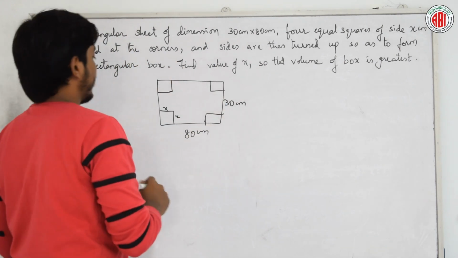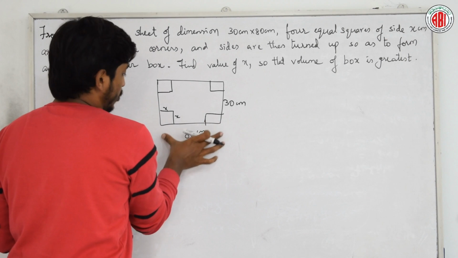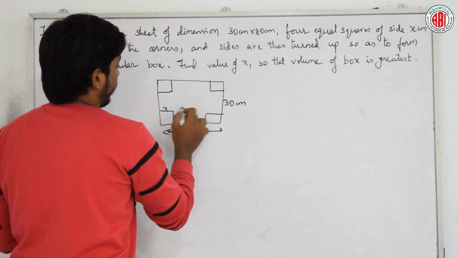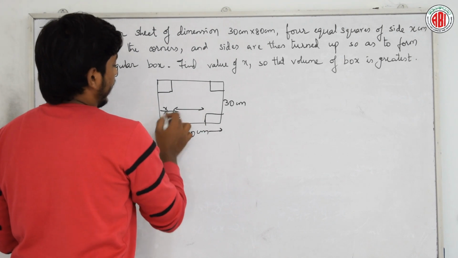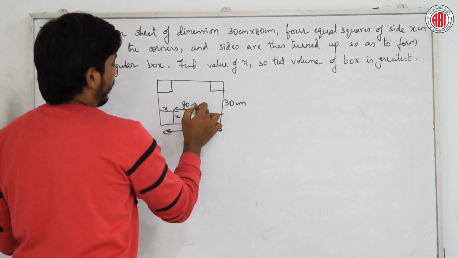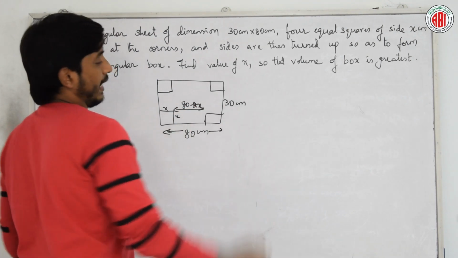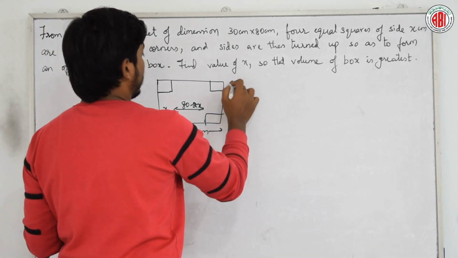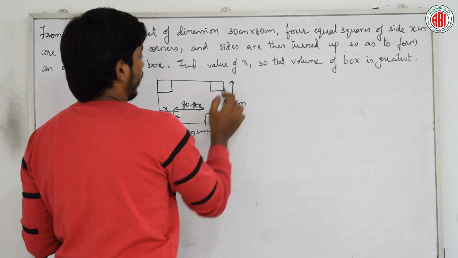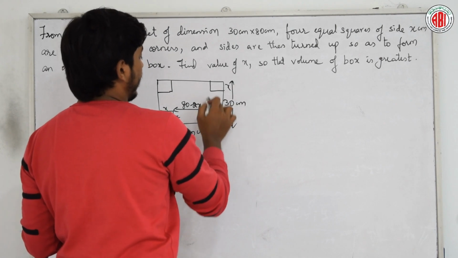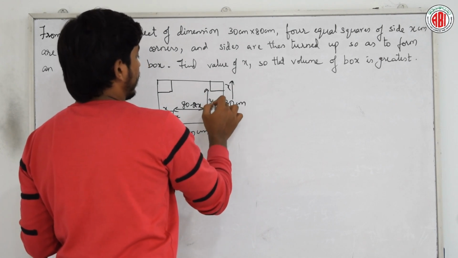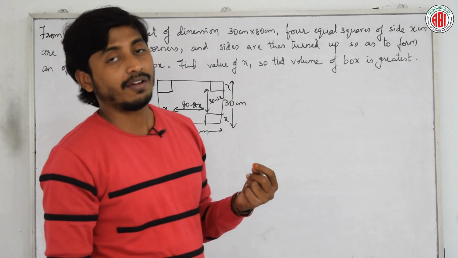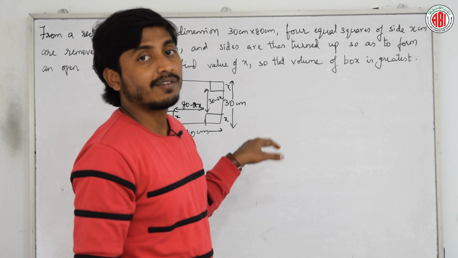Fine. Now just tell me, this is 80, this total is 80 from here to here. Okay. Then what about this distance? 1x is removed, 1x is removed. This will be 80 minus 2x, isn't it? Similarly for this, total is 30 from here to here. What if this x and this x are removed? This will be 30 minus 2x. Okay. Now we have to play with that volume.